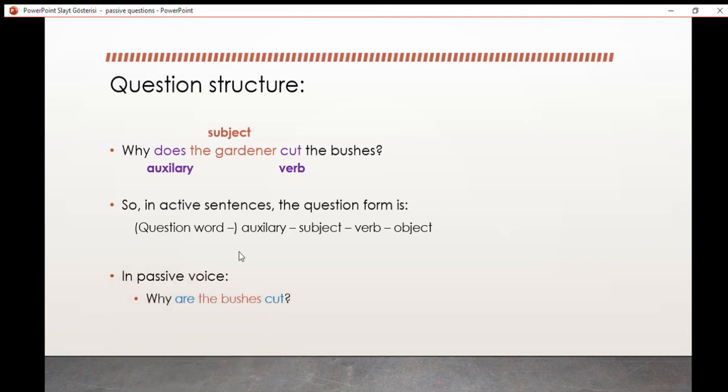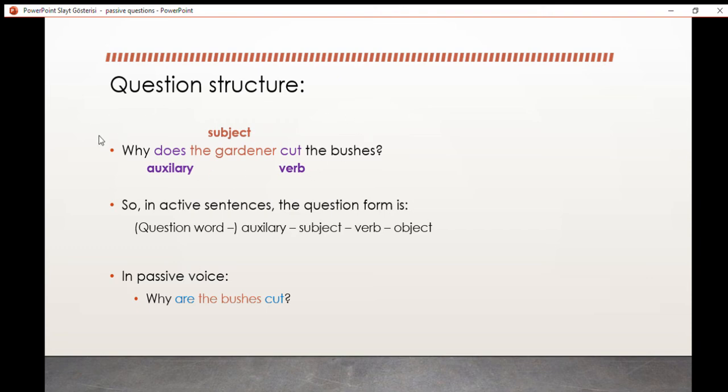Now, the passive voice. Why are the bushes cut? Let's remember the steps. First, we find the object, which is the bushes. Second, this time we don't put it in the beginning of the sentence, we put it in subject's place. Where's the subject? After the auxiliary. So the bushes comes right here, before the verb, after the auxiliary. But in passive sentences, we don't have auxiliaries. We only have the correct form of be.